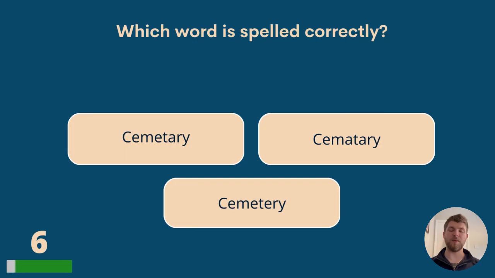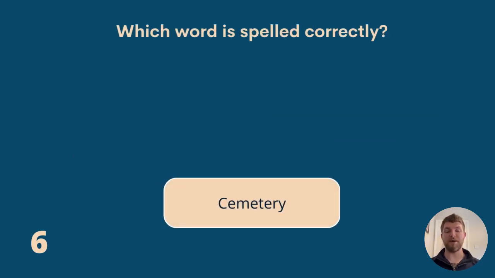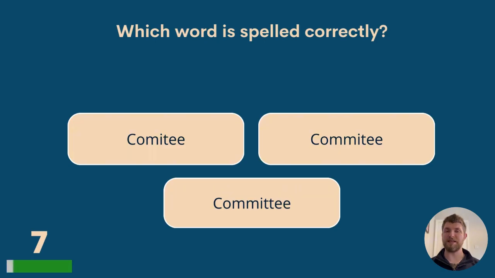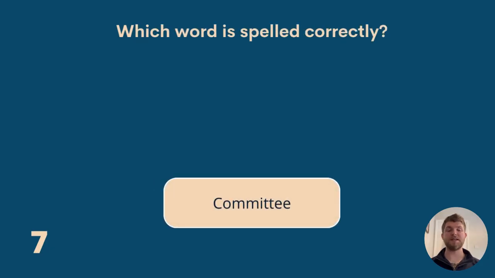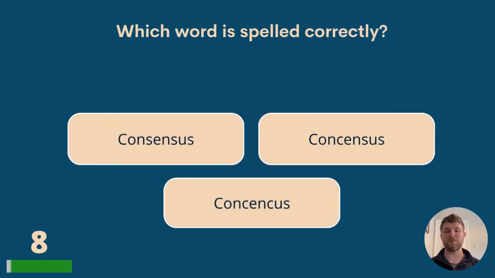Now we're looking at spelling the word cemetery. How would you spell the word cemetery correctly? The correct spelling is C-E-M-E-T-E-R-Y. 7. What about committee? Which of those would be the correct spelling of the word committee? The correct answer is C-O-M-M-I-T-T-E-E.